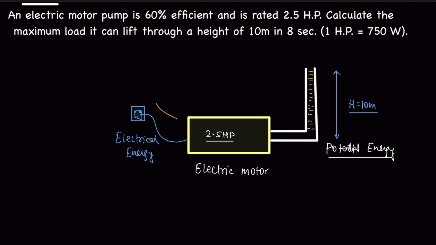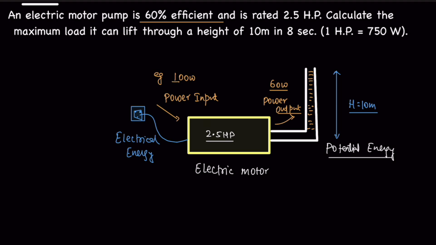One is power input and another is power output. So according to the question, the efficiency of this electric motor pump is 60%. It means that if, let's take an example, we are supplying 100 watt of power input, it will convert to 60 watt of power output.